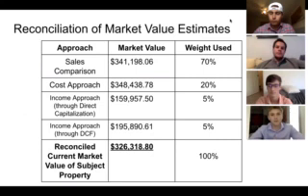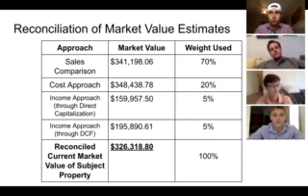So for the reconciliation of market value estimates, using these 3 approaches, we felt it was necessary to weigh them based on the relevance to our specific subject property. So due to the residential nature of our subject property, we felt it was most applicable to use the sales comparison. So we weighted that at 70%.